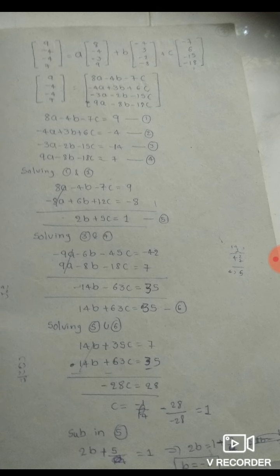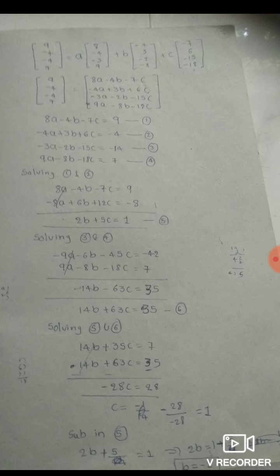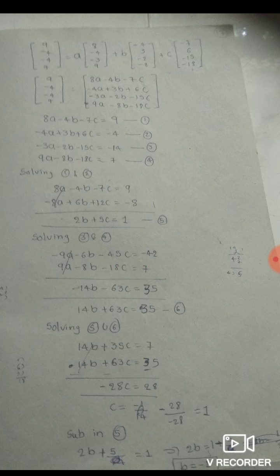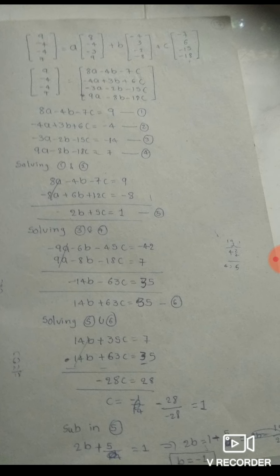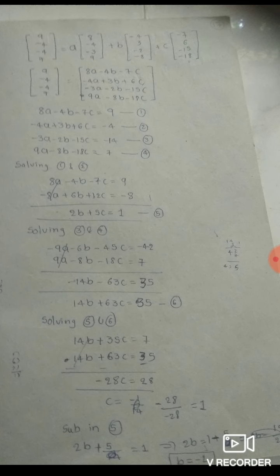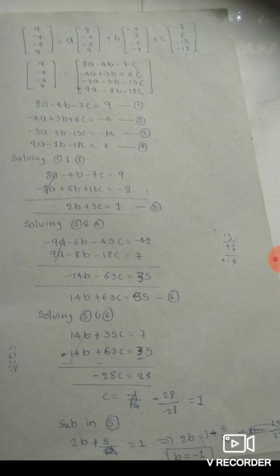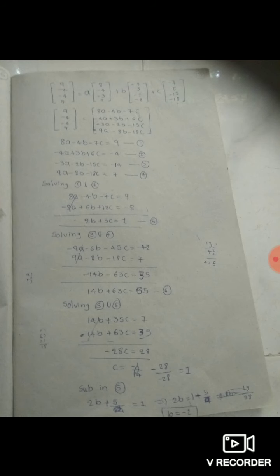Okay, substituting in equation 5, c value is 1. 2b plus 5 into 1 equals 1. Then 2b equals 1 minus 5. Then 2b equals minus 4. Then b value is minus 2. Then c value 1, b value minus 2. C value is 1 and b value is minus 2.